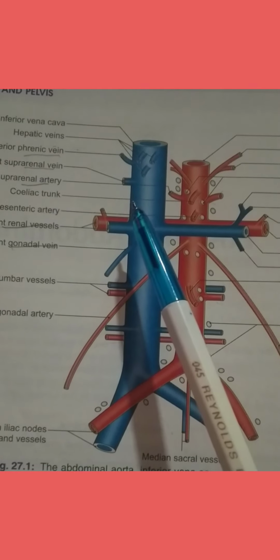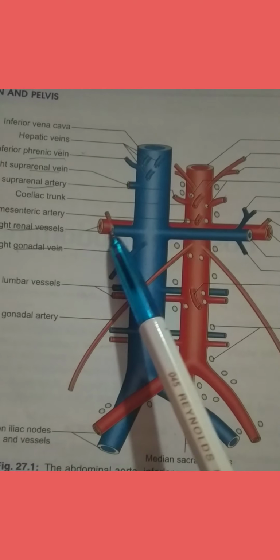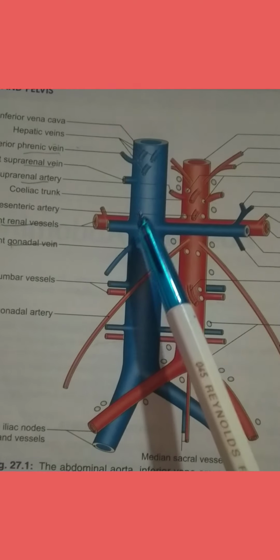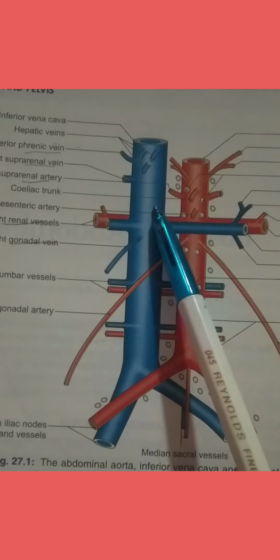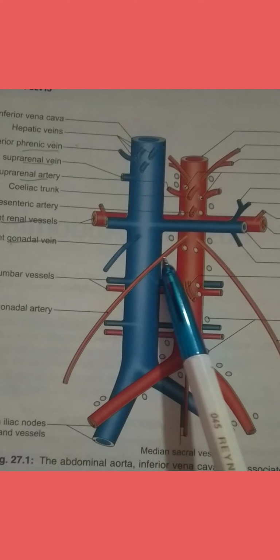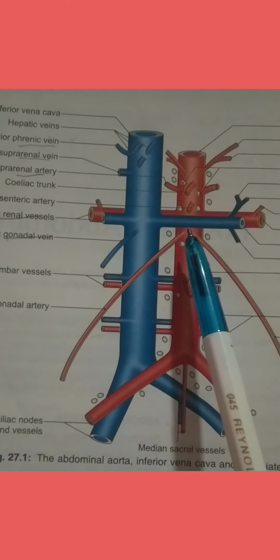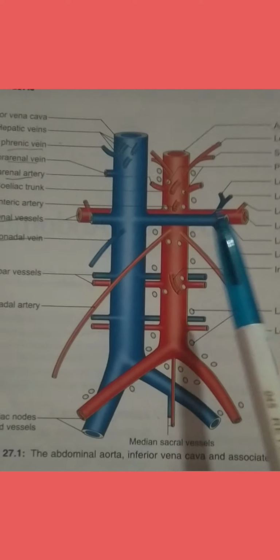So it is related anteriorly, from above downward, to the posterior surface of the liver. Here is the posterior surface of the liver. Then is the epiploic foramen. Then is the first part of the duodenum. Then it is also related to the third part of the duodenum, the head of the pancreas, the bile duct and the portal vein. These are the anterior relations.